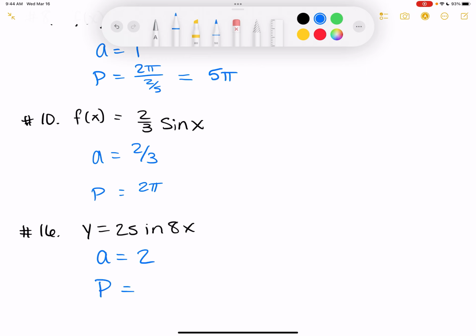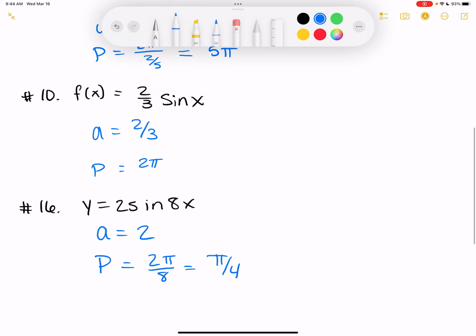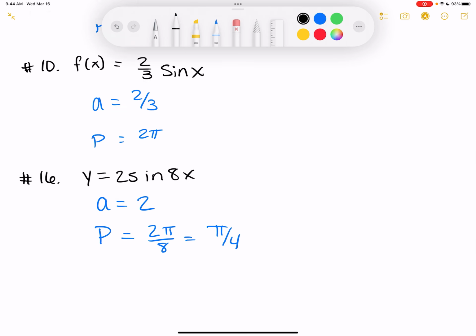All right, period is pi over 8, 2 pi over 8, which is pi over 4. Yes, okay, I was right. I did it wrong. I just did 4 pi.